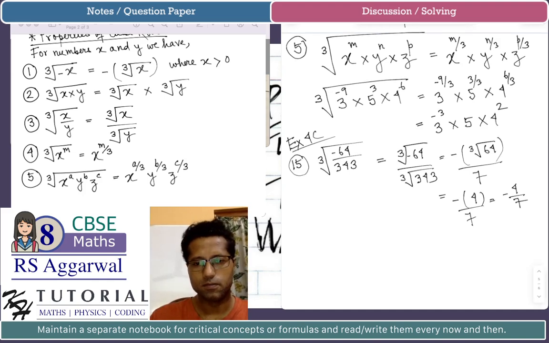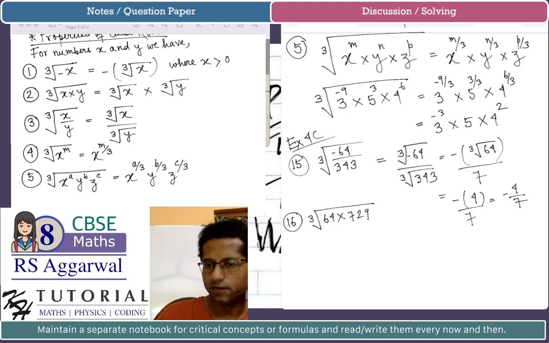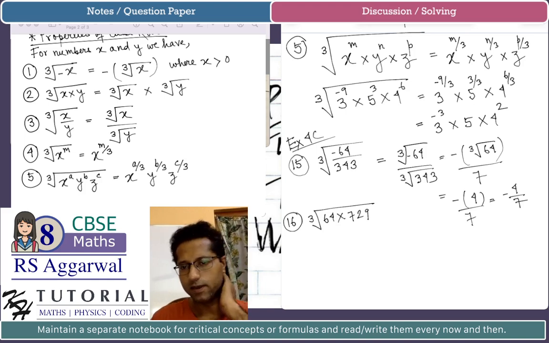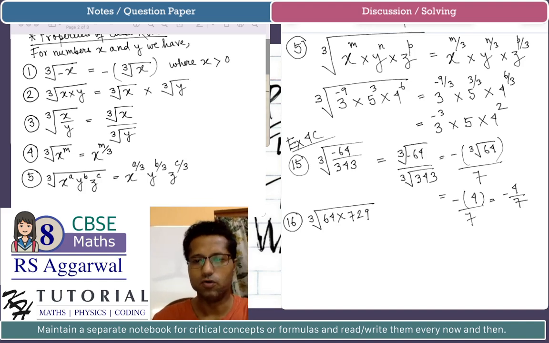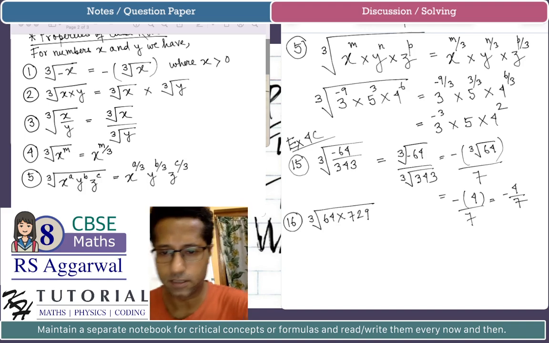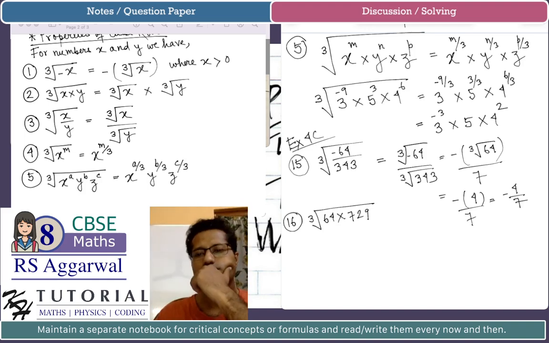Let's do problem number 16. You have to find the cube root of 64 multiplied by 729. So this is of the form cube root of x into y. And we can see that x and y here, 64 and 729, are both perfect cubes. 729 is the cube of what number?